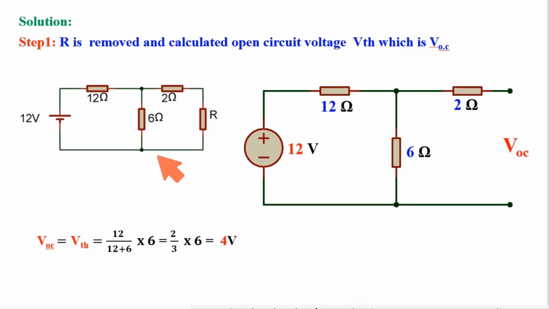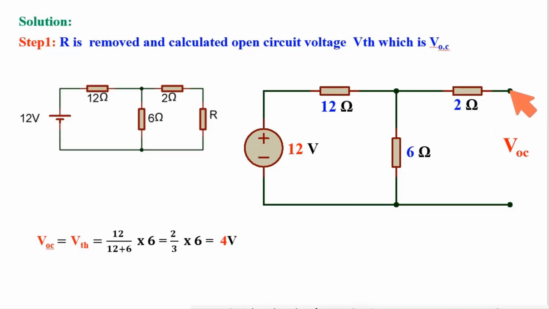This is the main circuit. So first I need to find out the open circuit voltage. So the load resistance is removed. See here, the load resistance has been removed. The rest of the circuit is the same. So I need to find out this VOC, the open circuit voltage.